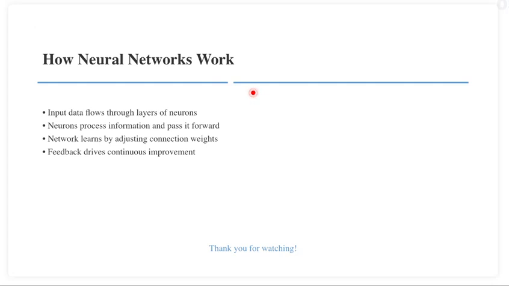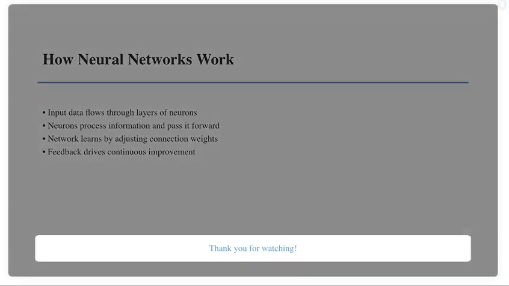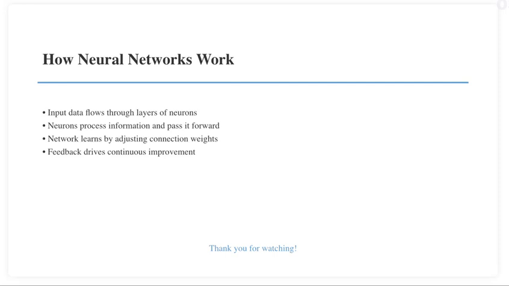The connections between neurons adjust their weights based on feedback, allowing the network to learn from mistakes, similar to how we improve through practice. You've now seen the core mechanics behind neural networks. From data input to adaptive learning, these systems power everything from image recognition to language models.